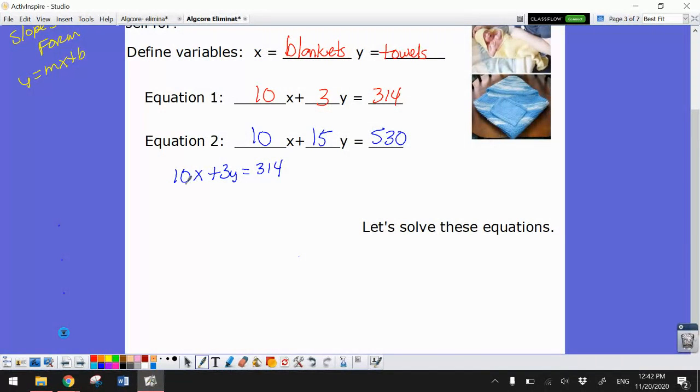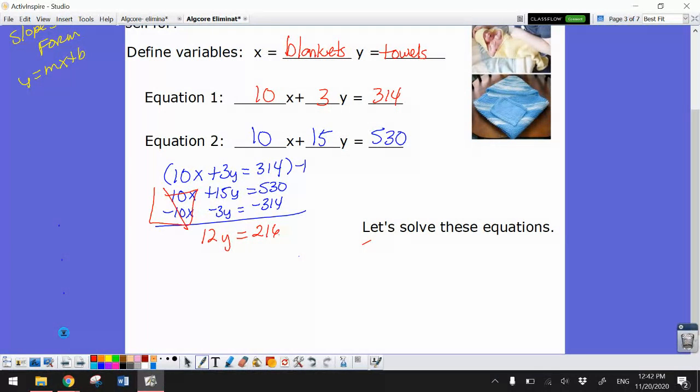All right, so I'm going to go ahead and rewrite these equations a little bit closer together. And I'm going to multiply the top one by -1 because I need to get a negative 10x. So negative 10x, a negative 3y, and a negative 314. All right, so my additive inverses are now my x's. Those are gone. 15 plus -3 is going to give me 12y. And when I subtract 530 and 314, I come up with 216.